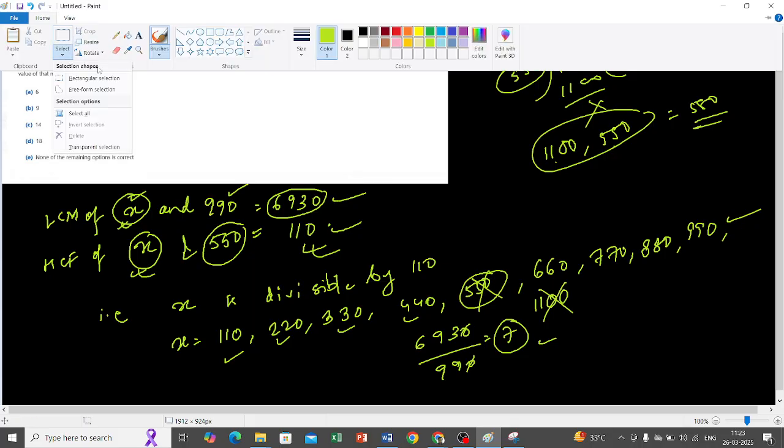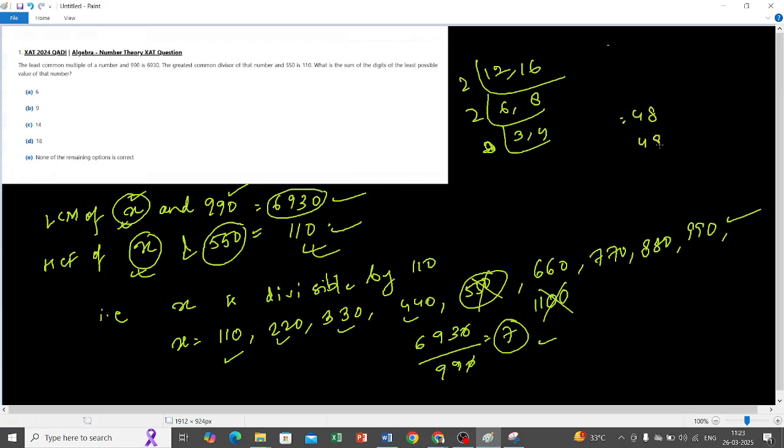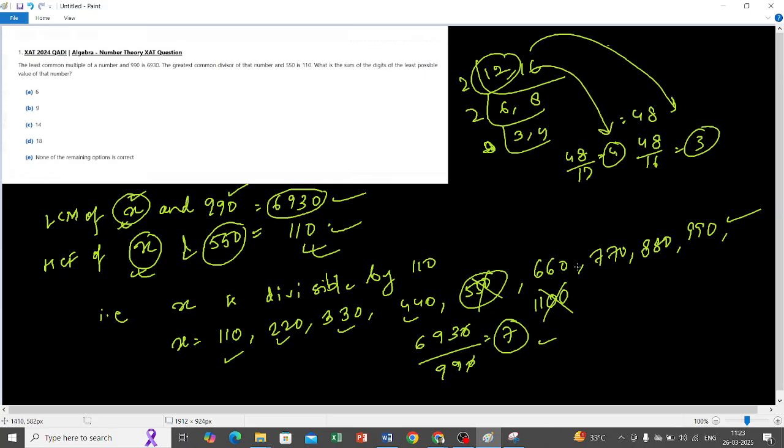I'll give you an example. Say, for example, the LCM of 12 and 16. What is the LCM? 2 sixes are 12, 2 eights are 16, 2 threes are 6, 2 fours are 8, 2 twos are 4, 4 threes are 12, 12 fours are 48. If I divide 48 by 16, I get 3, and you see 12 is a multiple of 3. Vice versa, if I divide 48 by 12, I get 4, and 16 is a multiple of 4, right?